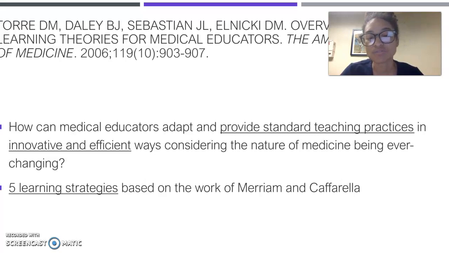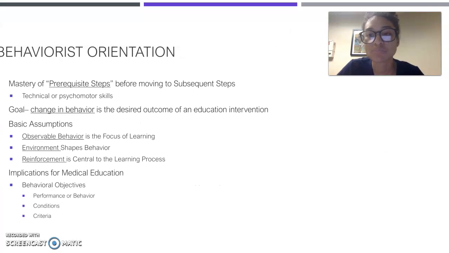They reviewed 5 learning strategies based on Merriam and Caffarella. The first is behaviorist. This is the first step before moving forward to any other steps. It's a technical or psychomotor skill. The goal is a change in behavior. And they say that there's 3 basic assumptions: that the observable behavior is the focus of learning, the environment shapes the behavior, and reinforcement is central to the learning process.